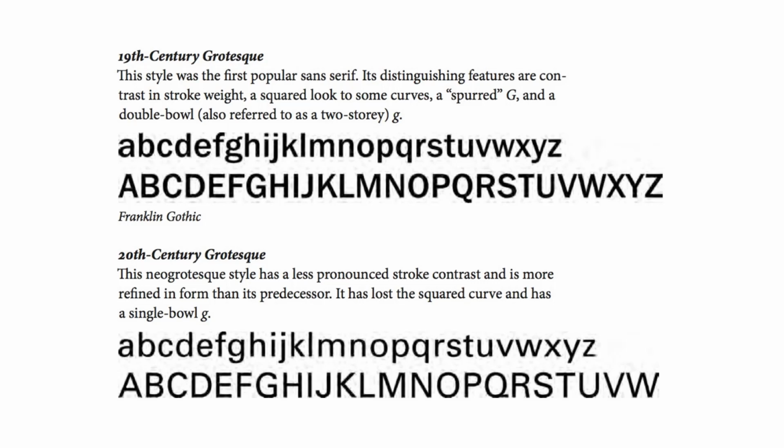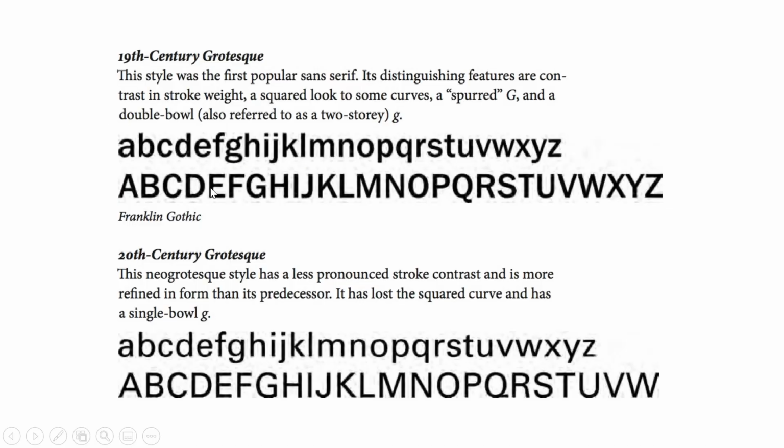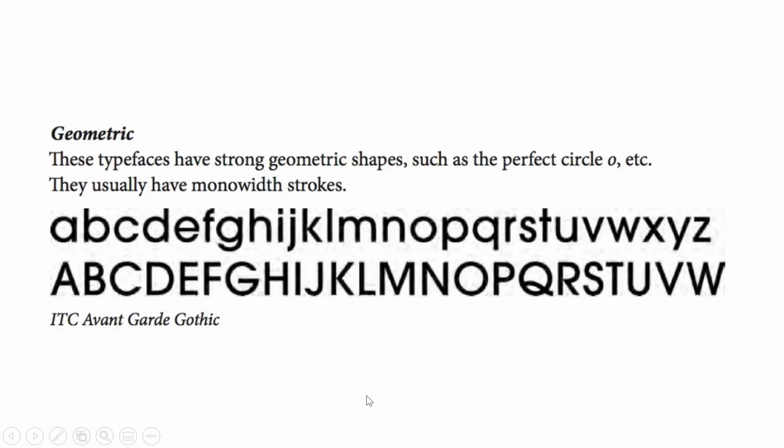Backing up, take a look at these circles. These guys aren't perfect. These are definitely ovals, and this O is a circle. And notice the circles in the P, and the Q, in the G, and how these don't have that. They're not perfect circles. So that's how you recognize geometric. Geometric really is modern and cool looking, I'll tell you what. And that's how you recognize it.